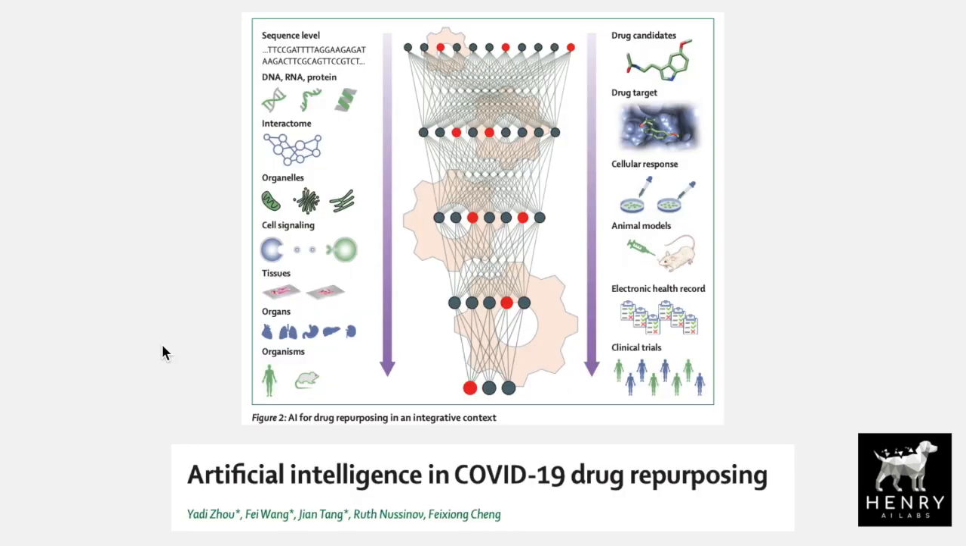If you want to learn more about drug repurposing, I highly recommend this survey paper on artificial intelligence and COVID-19 drug repurposing. Among many things, they discuss many different surveyed applications of using graph neural networks, things like DeepWalk, to mine these knowledge graphs and propose potential drug repurposing candidates.